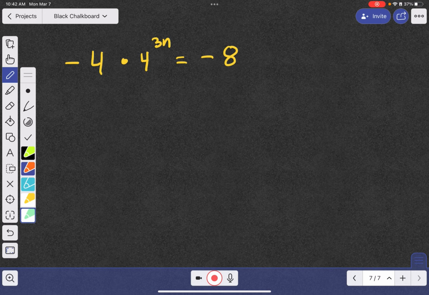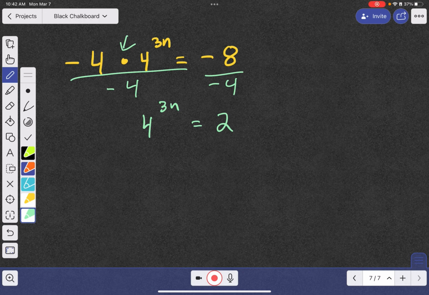Okay, so let me make sure everything's on. What am I going to do first here? Say it. I have to divide by negative 4. That symbol right there is a multiplication symbol. So to get rid of multiplication, you have to divide. So it should be 4 to the 3n is equal to 2. That's why I wanted to do this problem. That was a common error that happened with the first hour class. You have to divide by negative 4. Now can we just finish it?